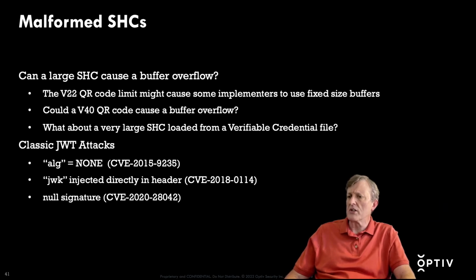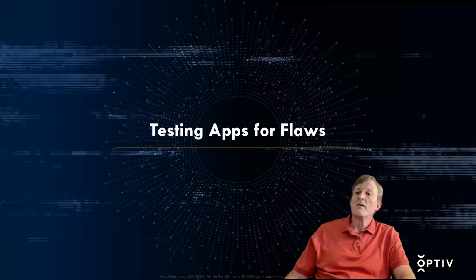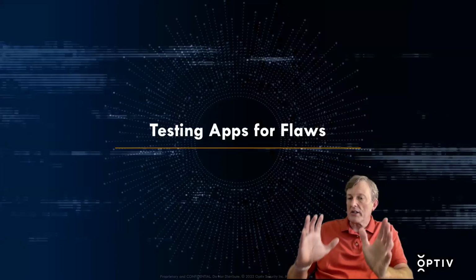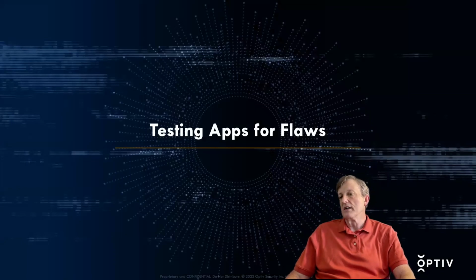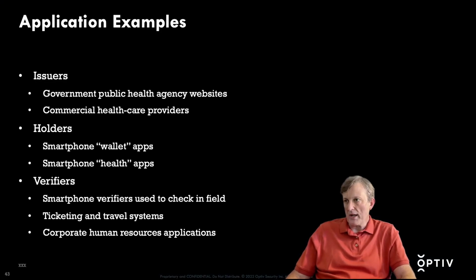And then, of course, a completely null signature. Some apps would just pass on that when they really shouldn't. So if you're trying to apply all this, and testing apps for flaws, doing AppSec testing, and you find that there's functionality related to smart health cards in there, how do you proceed, right?